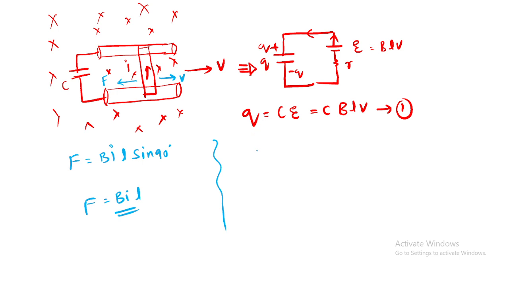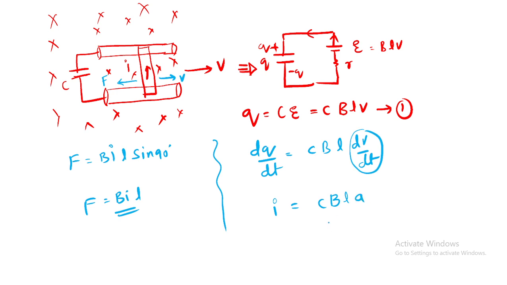This charge changes with respect to time, so what happens? The current becomes C into B into L into the change in velocity divided by the change in time. Current is equal to CBL into the change in velocity with respect to time, which is nothing but acceleration. So now this force is equal to CBLa, and here B is already there, L is already there.